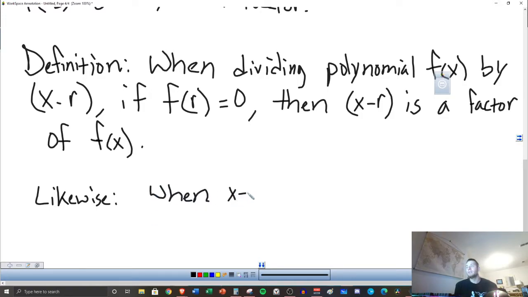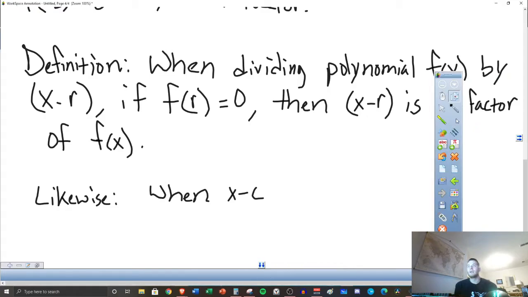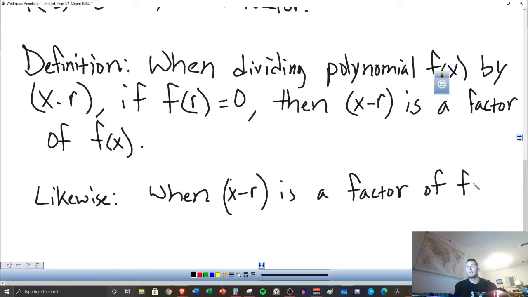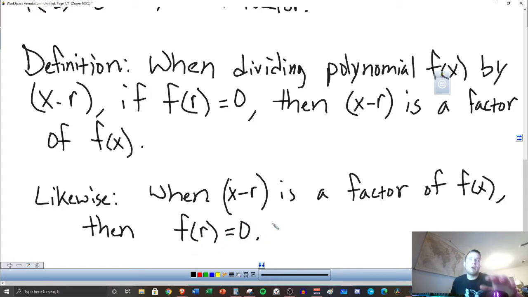when x minus r is a factor of f of x, then we automatically know f of r equals 0. Okay, so if we're reading a problem and it says we know that this is a factor of this polynomial, that means if I plug in the root, we know it's basically a 0 is what it's saying, and we've talked about that all year long.